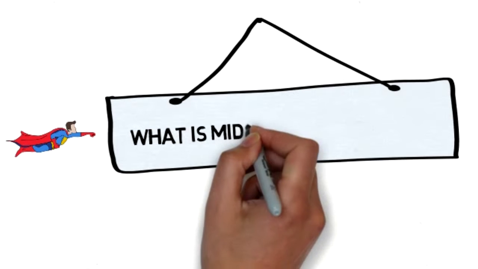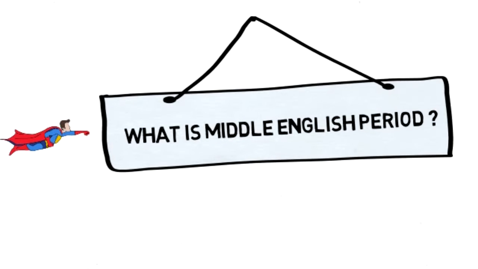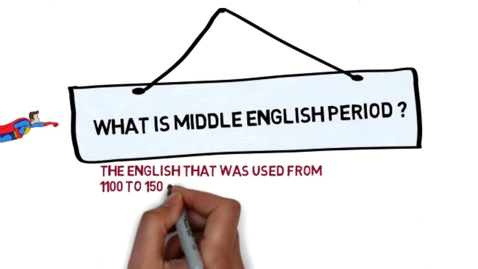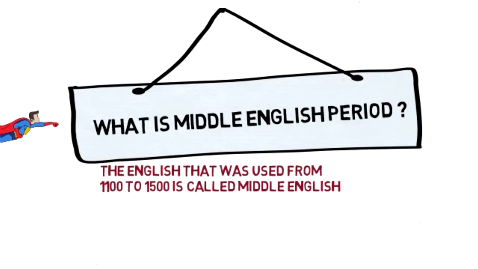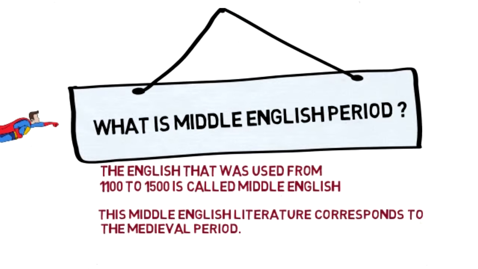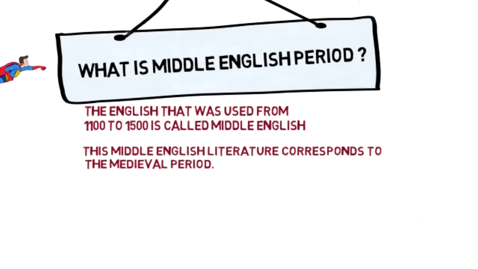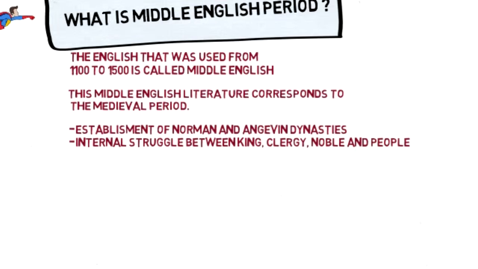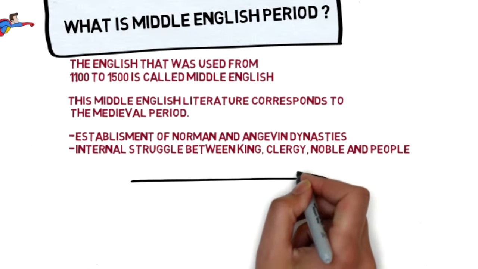What is Middle English period? The English that was used from 1100 to 1500 is called Middle English. This Middle English literature corresponds to the medieval period, establishment of Norman and Angevin dynasties, internal struggle between king, clergy, noble, and people.